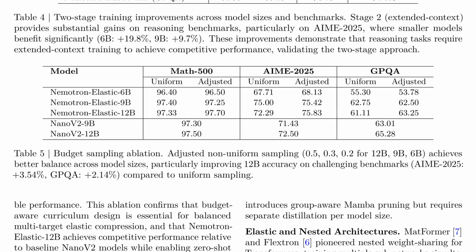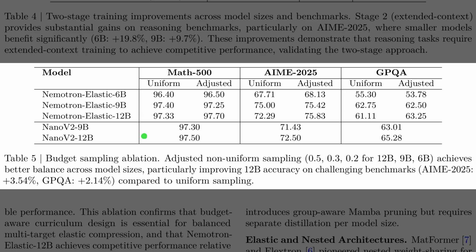So while Table 3 contrasted deployment memory, Table 5 examines how different budget sampling schemes during training affect accuracy. Table 5 compares uniform sampling to adjusted non-uniform sampling across 6, 9, and 12 billion Elastic models on Math 500, AIME 2025, and GPQA. The adjusted scheme slightly changes scores for the 6 and 9 billion models, but it clearly boosts the 12 billion variant, especially on AIME and GPQA, where accuracy rises by several percentage points.